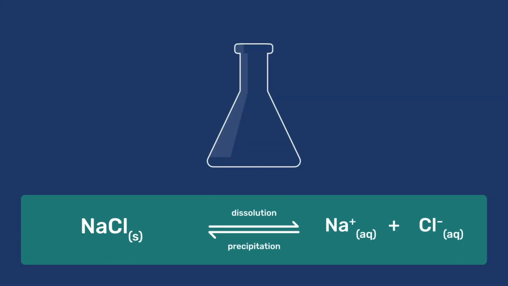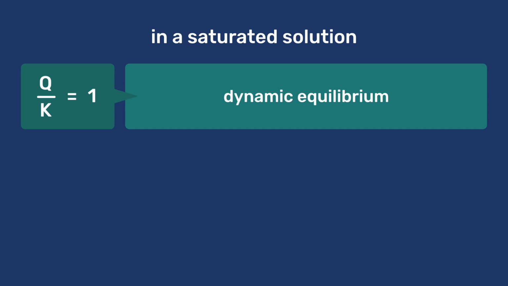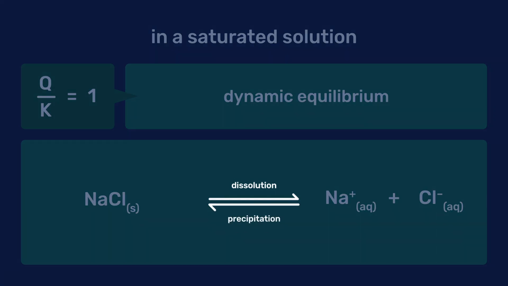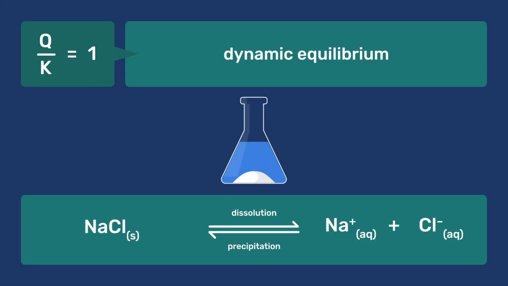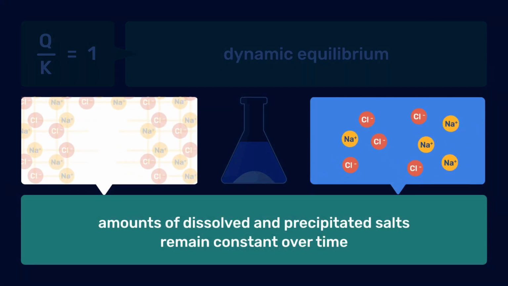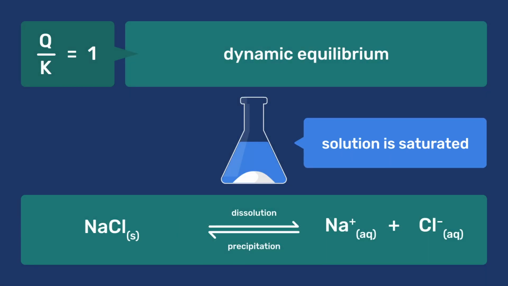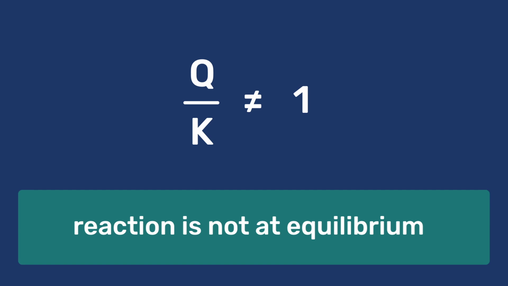Let us take the case of sodium chloride and water as an example. In a saturated solution, there would be a dynamic equilibrium in which the rates of dissolution and precipitation of sodium chloride would be equal. In this case, the amounts of dissolved and precipitated salt remain constant over time, and the solution is said to be saturated. If Q over K is not equal to 1, then the reaction is not at equilibrium.